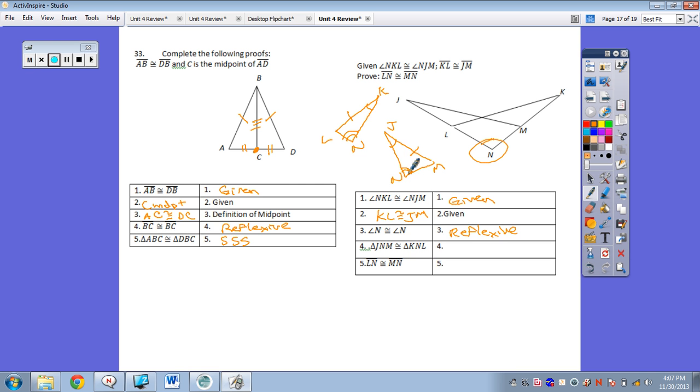Angle, angle, side. The reason why it's not angle, side, angle is because the angle would have to be here so that the side is in between. So you have enough information to prove that the two triangles are congruent by angle, angle, side. And now how do I know that this side, let's do this in green, how do I know that this side LN is now congruent to MN? Well, we just proved the two triangles were congruent, so now the corresponding parts are congruent. So by CPCTC, we now know that the corresponding sides are also now congruent.